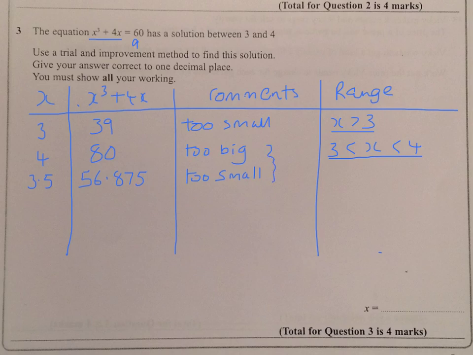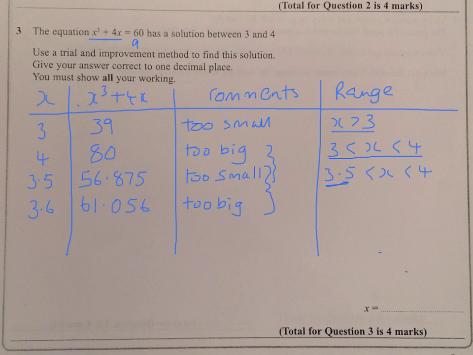So somewhere between 3.5 and 4 is where our proper answer is. So we've moved in on the left-hand end of our range of possible values. We now know it's between 3.5 and 4. So I'm going to try 3.6, and we find that the answer is 61.056. Well, that's just a little bit too big, so now we've narrowed in between 3.5 and 3.6 as being where the answer lies.